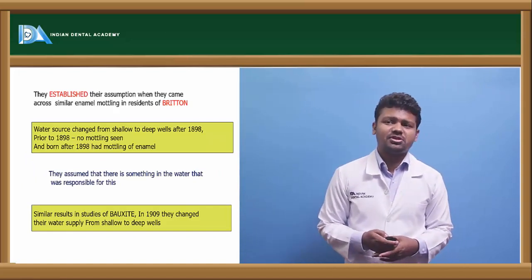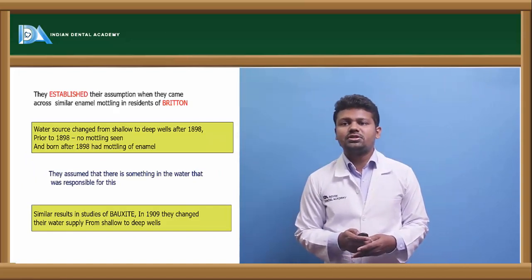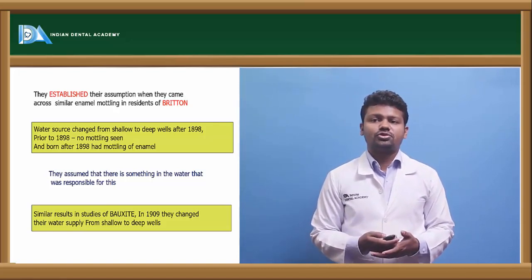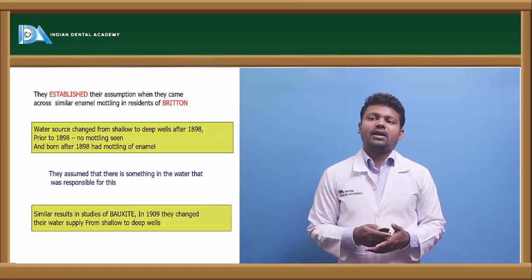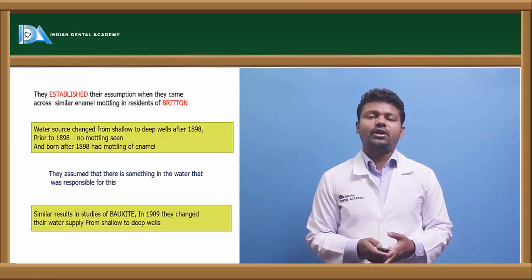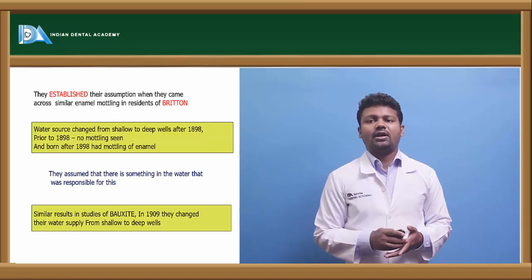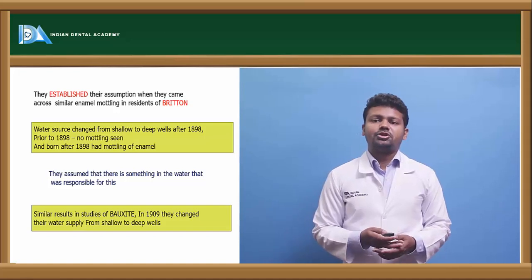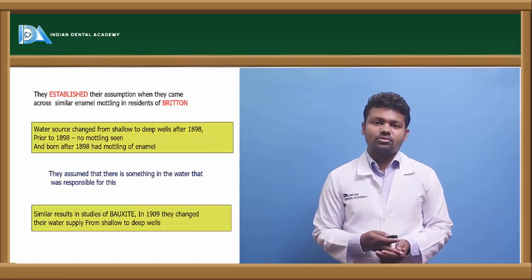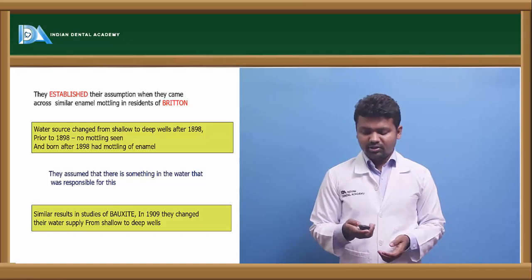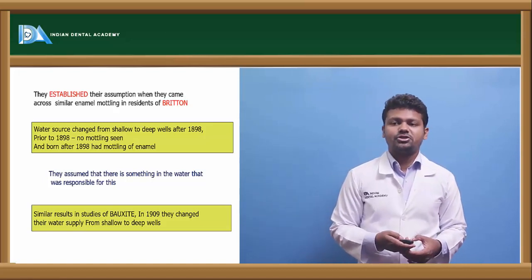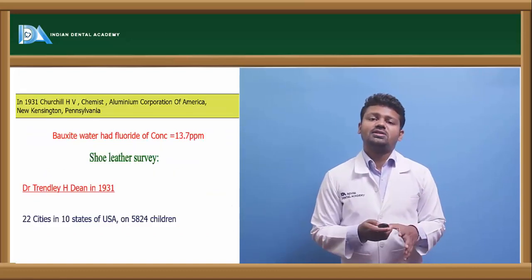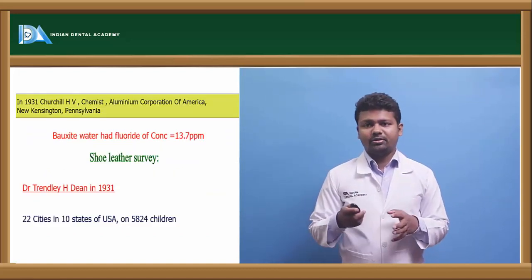They established their assumptions when they came across similar enamel mottling in the residents of Britain and found that the water source changed from shallow to deep wells in 1898. Prior to 1898, no mottling was seen, and the children born after 1898 had mottling of the enamel. They assumed that there is something in the water that was responsible for this. Similar results were seen in Bauxite in 1909. They changed their water supply from shallow wells to deep wells and found cases having mottled enamel.